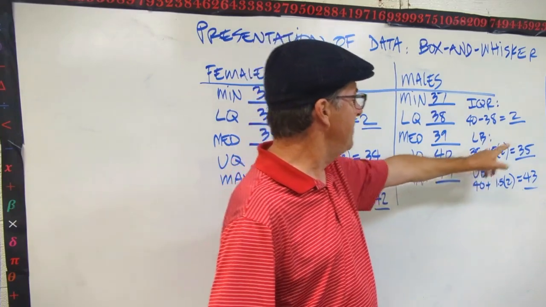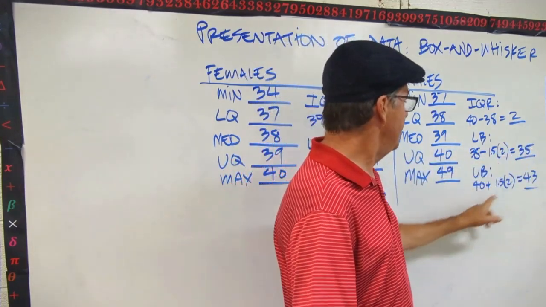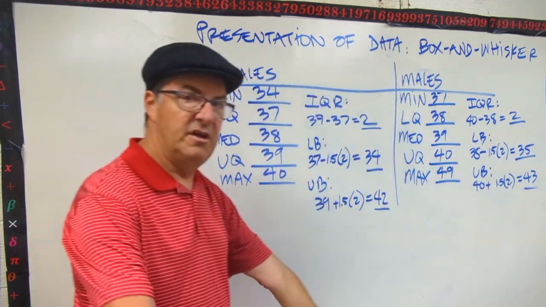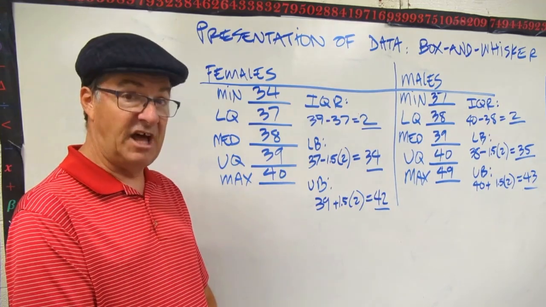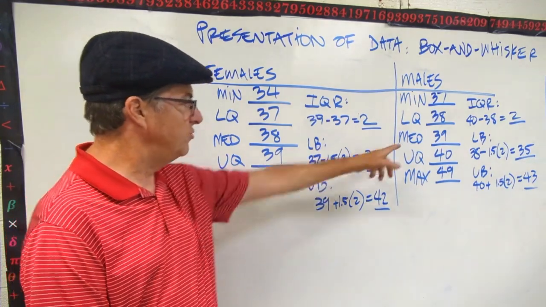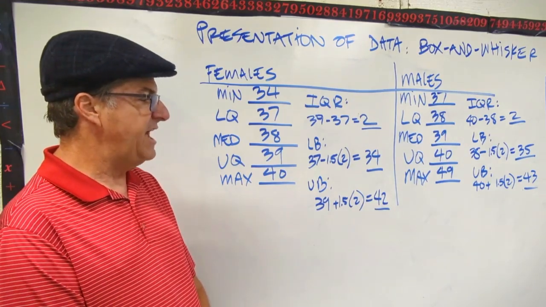My upper bound for the males is going to be 35. My lower bound for the males is 35. My upper bound is 43. So I want you to pause the video right now and tell me whether we have any outliers, because that's what these bounds will help us determine. So look at your data and decide whether or not we have any outliers.